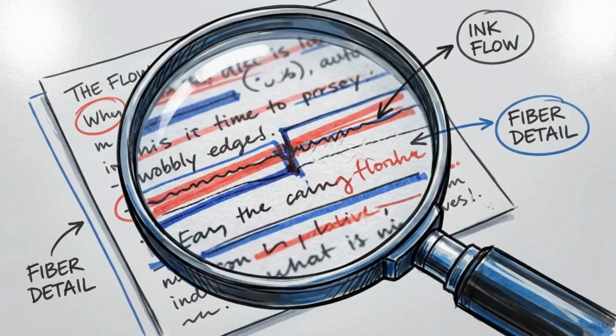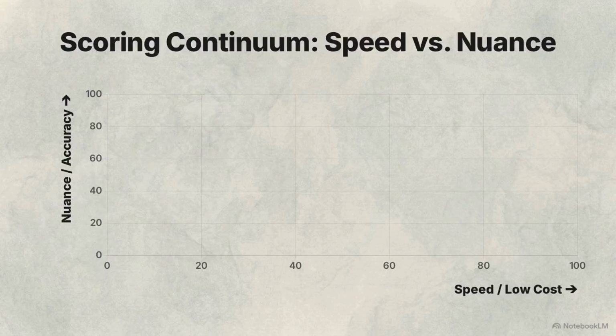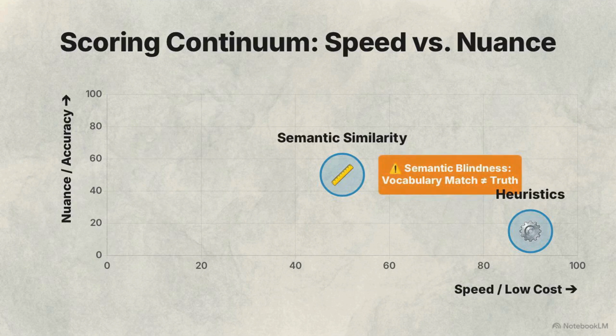While human review is the gold standard for fidelity, it cannot scale for every continuous integration run. We need automated alternatives. This chart maps the scoring continuum. At the bottom right, optimizing for speed, we have heuristics. Moving up, we introduce semantic similarity evaluation, using embeddings to measure closeness in meaning to a reference. But semantic similarity can falsely pass incorrect responses, sharing similar vocabulary.